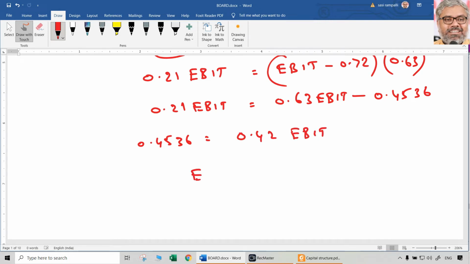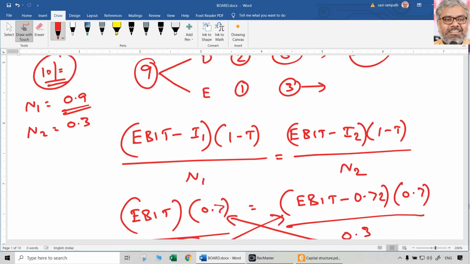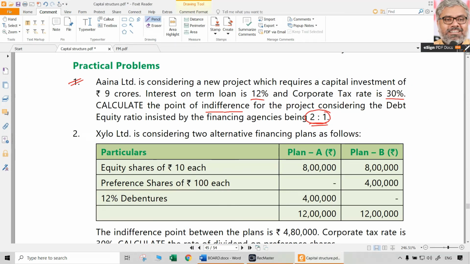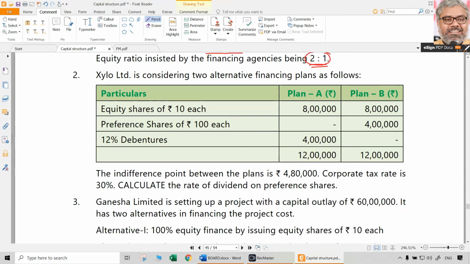Then naturally EBIT will be equal to 0.4536 divided by 0.42. That will be 1.08 what? Crores. Because we have taken everything in crores, EBIT answer also will be in crores. That's it. That is the answer for question number 1. That is the point of indifference between pure equity and debt and equity with a ratio of 2:1.